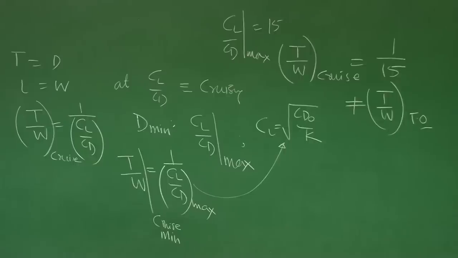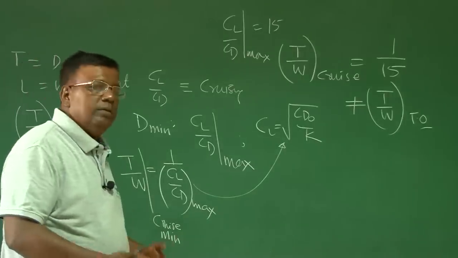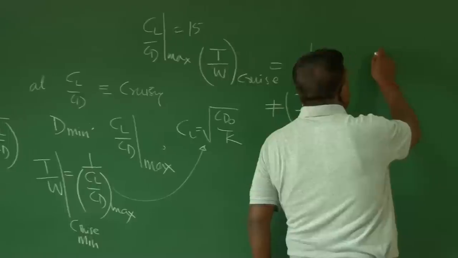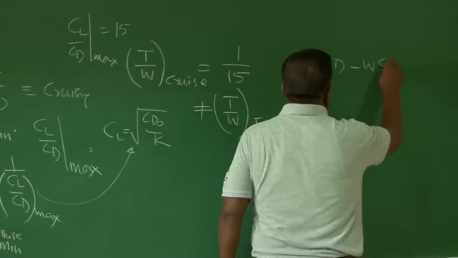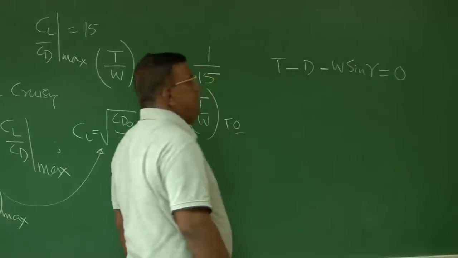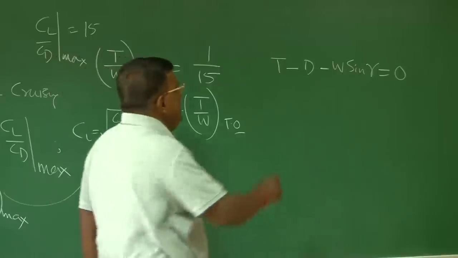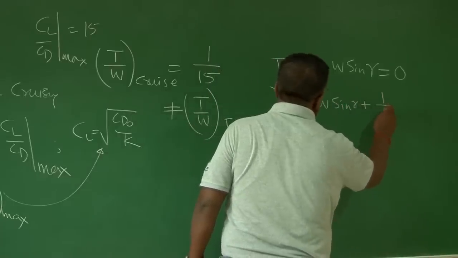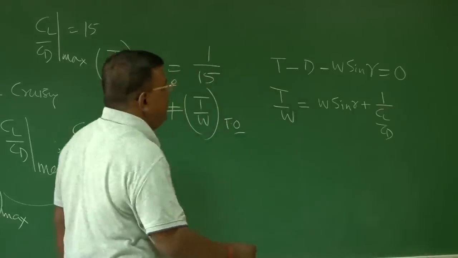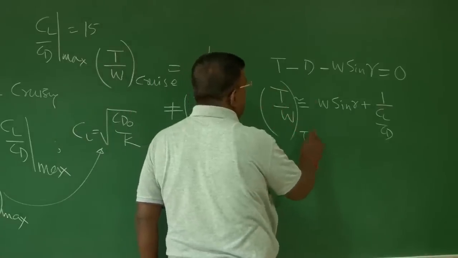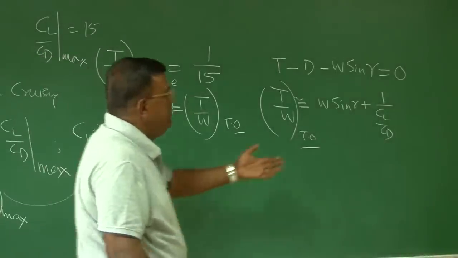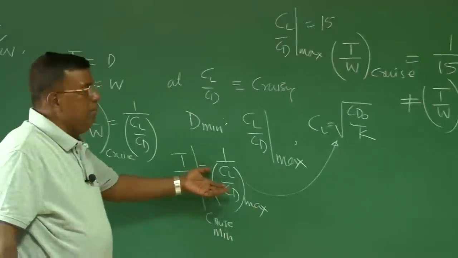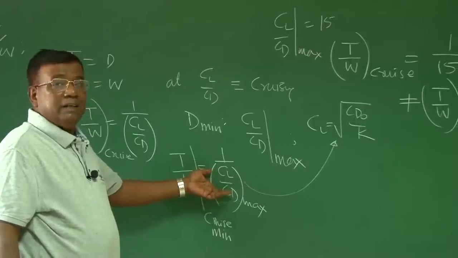Why? For two reasons: for T by W takeoff, we need to have a different criteria. For T by W takeoff, we have seen that if I write T minus D minus W sine gamma, and if I want to take off without any acceleration, that is a steady climb, a small climb I am doing, then T by W is roughly equal to sine gamma plus 1 by CL by CD. We have shown that roughly. This is approximate. So T by W takeoff will be more governed by this part, the climb angle gamma. T by W cruise will be more driven by CL by CD max, right?